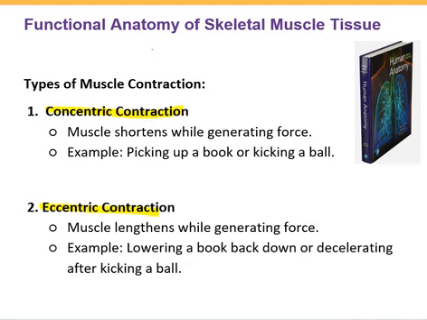Then there is eccentric contraction, when muscle gets longer while contracting, like when you lower something down slowly or you're walking down the hill.